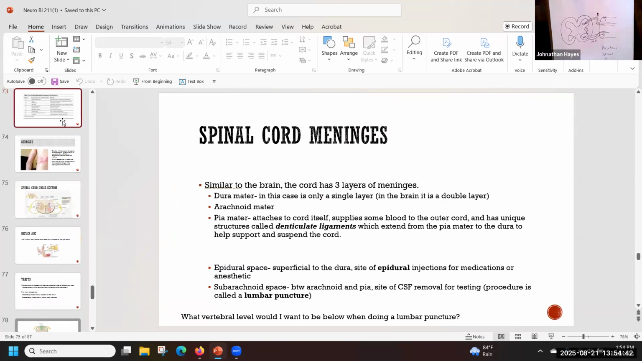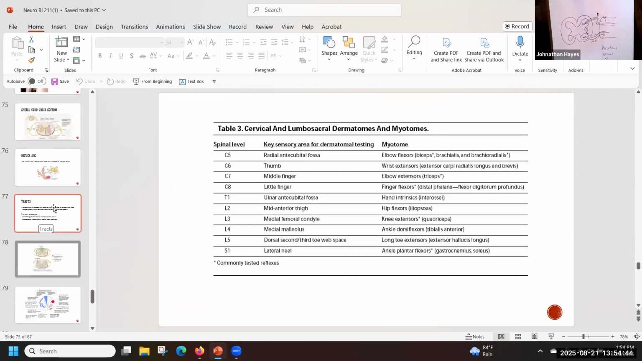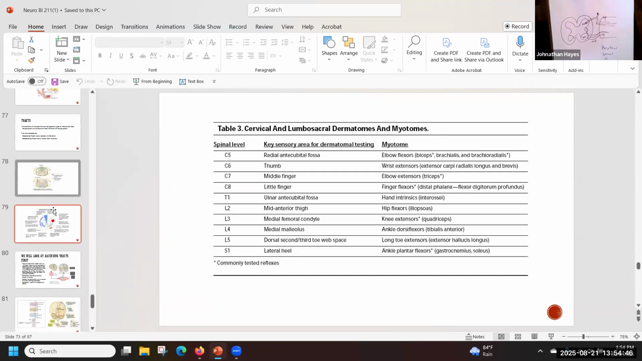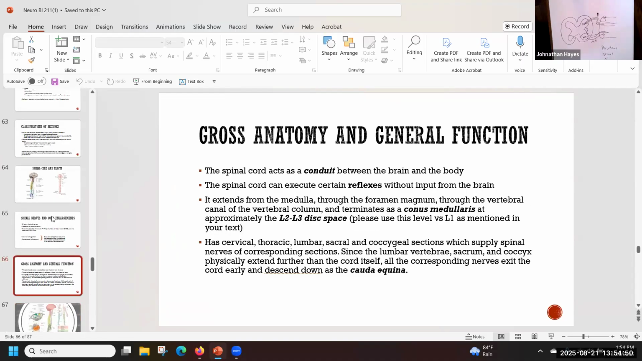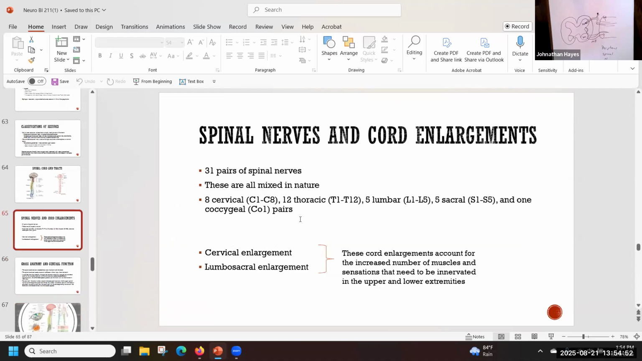But I kind of want to talk a little bit about just this real briefly. And I don't want to waste too much time looking for this, because I know it's in there. Here we go. So 31 pairs of spinal nerves total: 8 cervical, 12 thoracic, 5 lumbar, 5 sacral, and 1 coccygeal pair. Let me show you why it is.